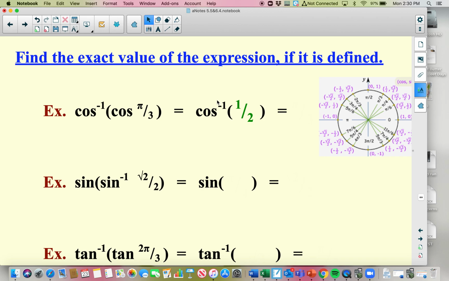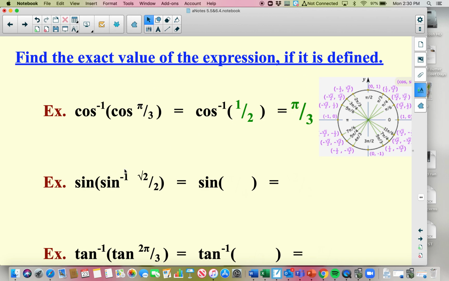And now inverse, you got to think about your restrictions. So cosine is restricted to quadrants 1 and 2. And it's positive, so I know I'm in quadrant 1. And what angle has a cosine value of 1/2? And that would be pi over 3. So note, we just kind of started at pi over 3, ended at pi over 3, which doesn't always happen.